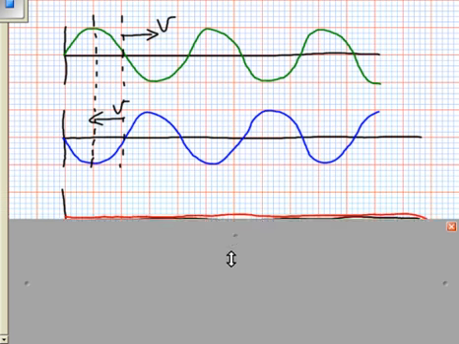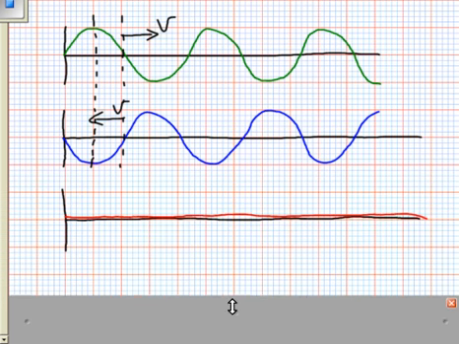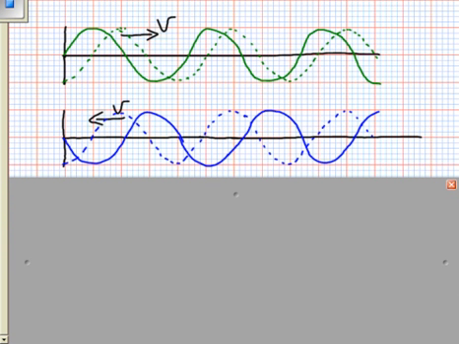All right? Now, this is just for an instant. Okay? So this wouldn't happen forever, but for an instant, that's what we get. Now, let's move on and check out what I'm going to do. The green line and the blue line are where the waves were just like a second ago. Now, let's move forward and take another picture a second later. Those are my dotted lines.